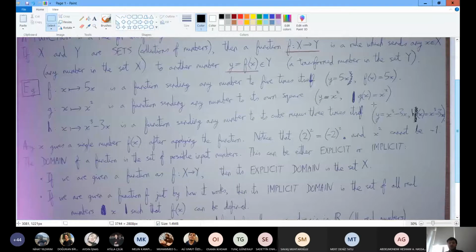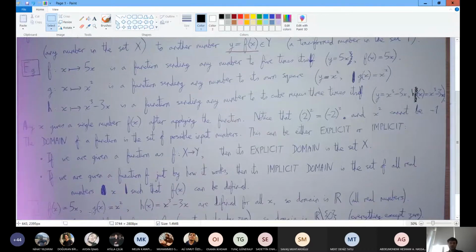And if you're given a function in this way, then you need to use its implicit domain, which is just the set of all possible input numbers, all real numbers x, such that f of x can be defined. So these three functions we've looked at above can be defined for all possible numbers x. You can take 5 times anything, you can square anything, you can cube anything and subtract 3 times anything. There are no restrictions. So the domain is the set of all real numbers, which we write as R, blackboard bold R. See the double line there, it's a special font of R, which means the set of all real numbers.